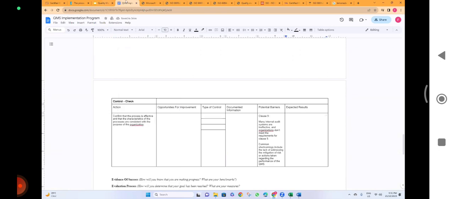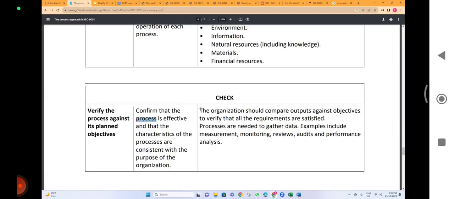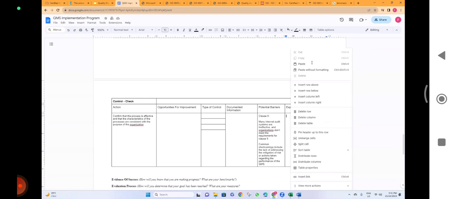What are the expected results from this action? The organization should compare the outputs against objectives to verify that all the requirements are satisfied. And these processes are needed to gather the data. Examples include monitoring, measuring, internal audits, and performance evaluation. No problem. So this is now the expected results right here.